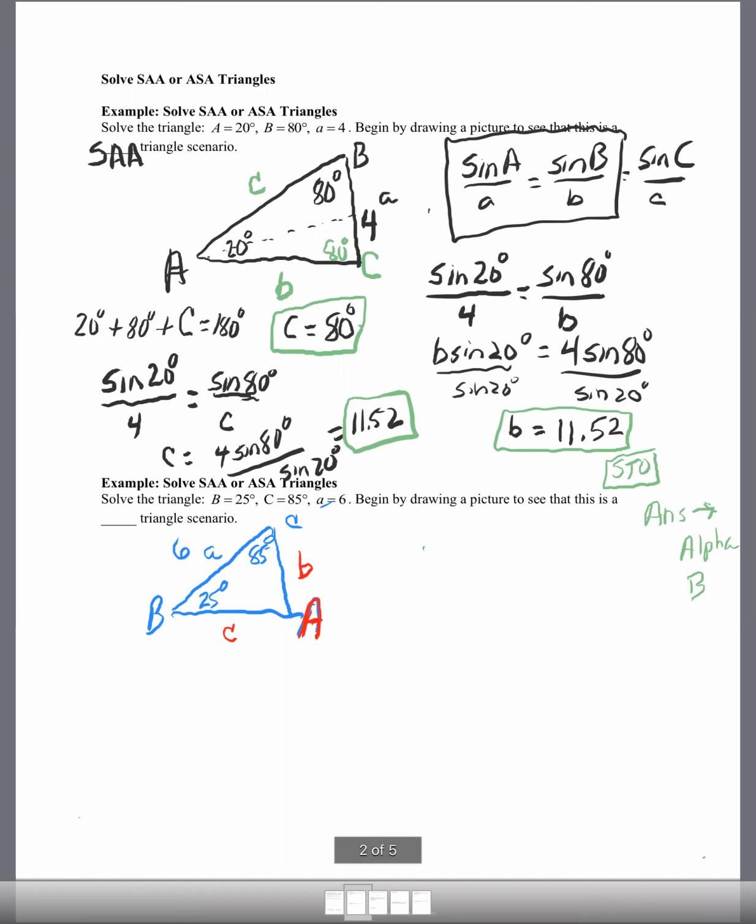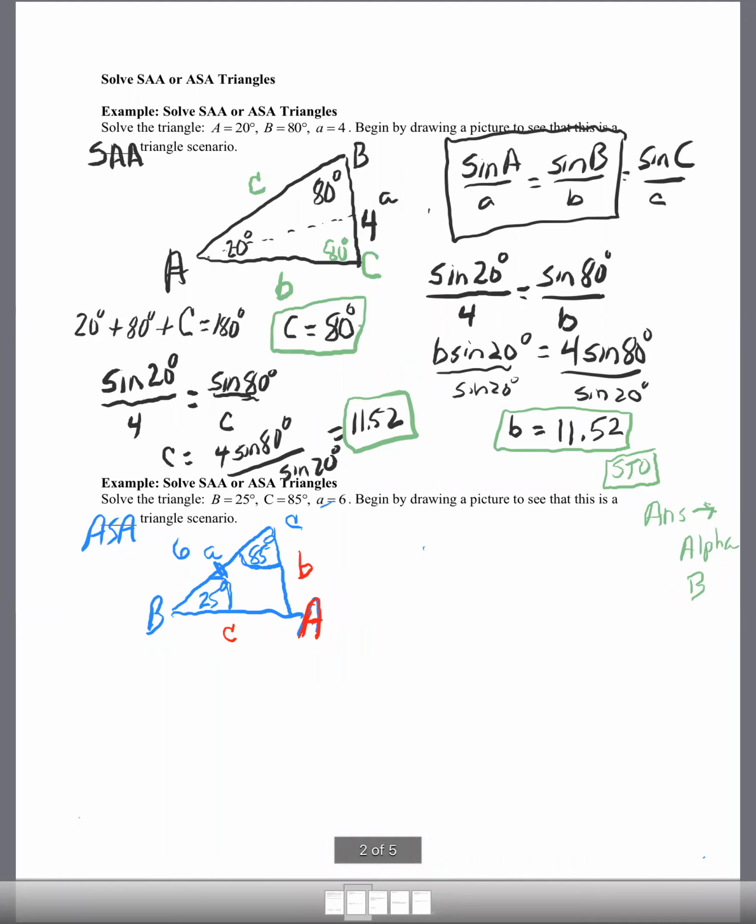Take a look at your diagram and what you just were given. You were given a side, but it's between 2 angles, because we were given this angle, 85, this angle, 25, and the side in between. So this is actually what we call an ASA oblique triangle. There is an advantage of having SAA like we did before. That's because you're given a pair of information. You need to have a pair of information in order to get the law of sines actually started.